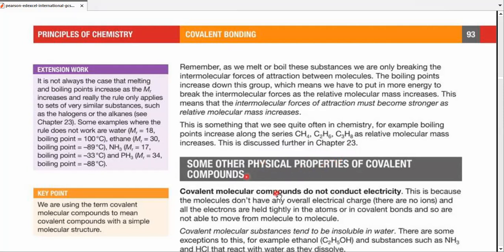For example, boiling point increases along the series CH4, C2H6, C3H8. We're going to study that in the organic chapters. And as the relative molecular mass increases, this increases too.